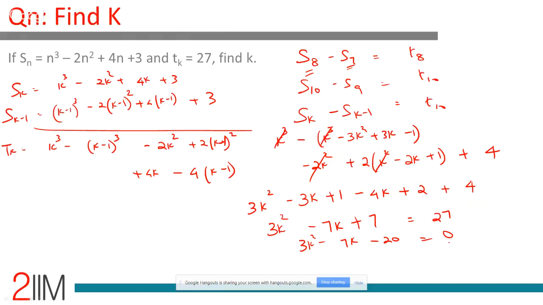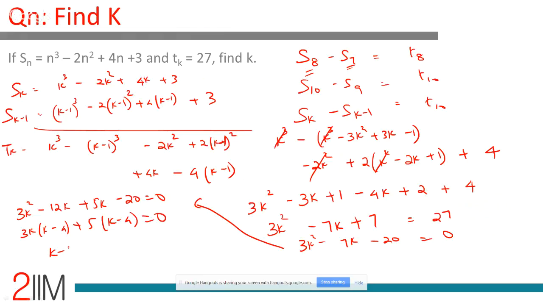The product should be minus 60. We can break this. I'm going to write this down here. I'm going to break this as 3k square minus 12k plus 5k minus 20 equal to 0. 3k into k minus 4 plus 5 into k minus 4 equal to 0. K minus 4 into 3k plus 5 equal to 0.